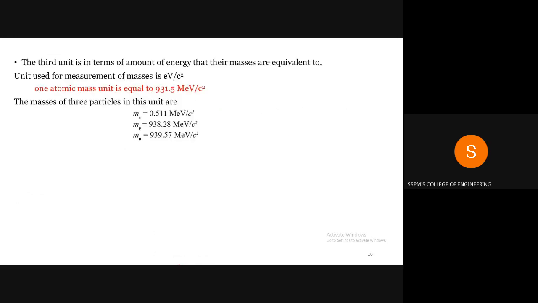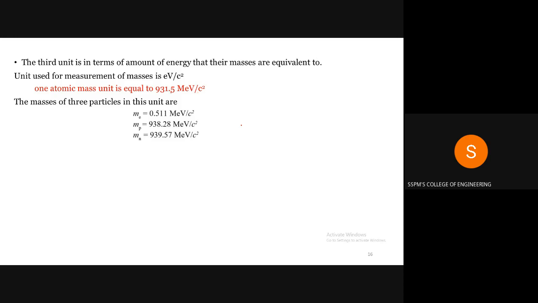Next, the third unit is in terms of the amount of energy that their masses are equivalent to. The unit used for measurement of masses is electron volt per c square. What is c? c is the velocity of light. In terms of the velocity of light, we express one atomic mass unit as 931.5 million electron volt per c square.